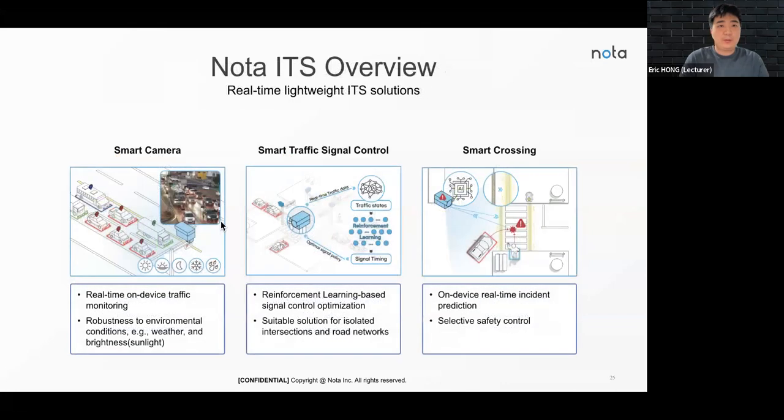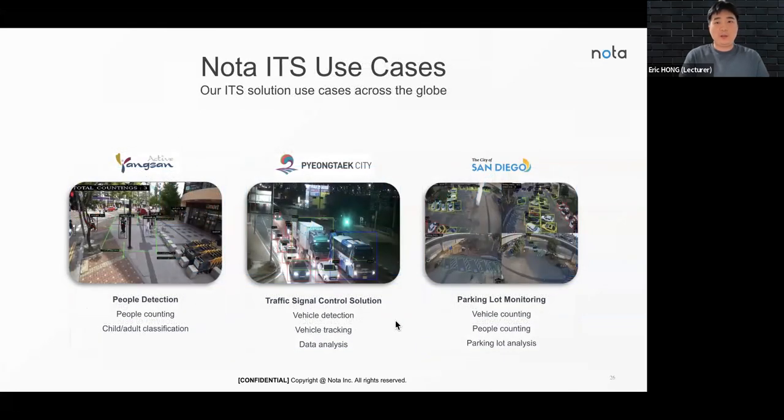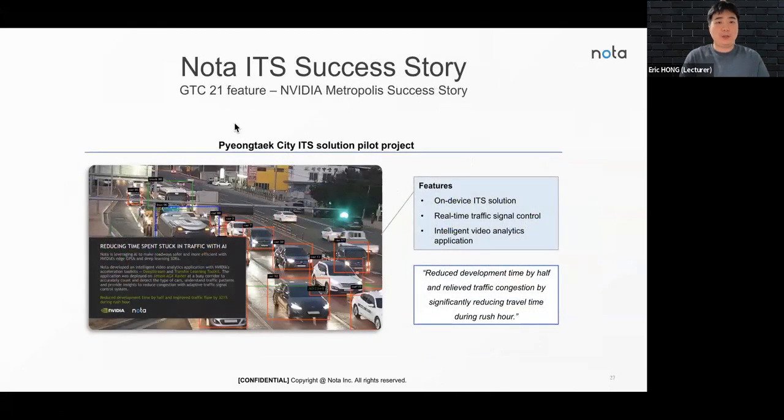This smart camera system was applied in Yangsan, Pyeongtaek, and San Diego. And it was noted as a success story at GTC 2021. NVIDIA regularly opens an event called GTC, and we were introduced at NVIDIA GTC 2021 as a very successful story. It features an on-device ITS solution using the NVIDIA Jetson series, actually a Jetson Xavier device. It's real-time traffic signal control and an intelligent video analytics application.